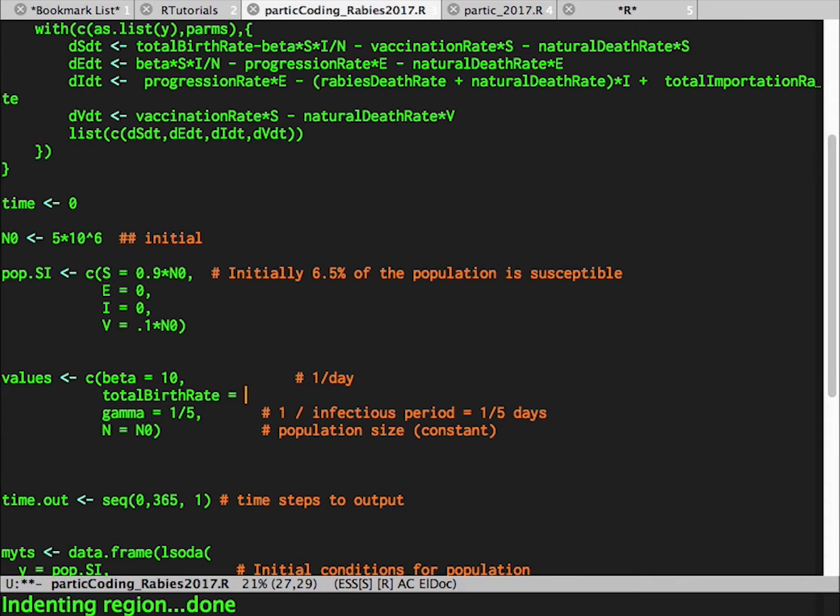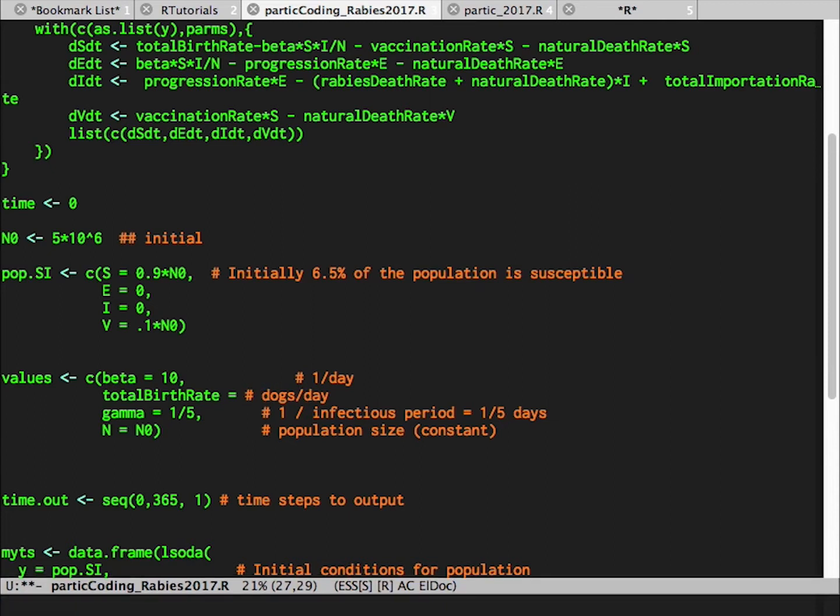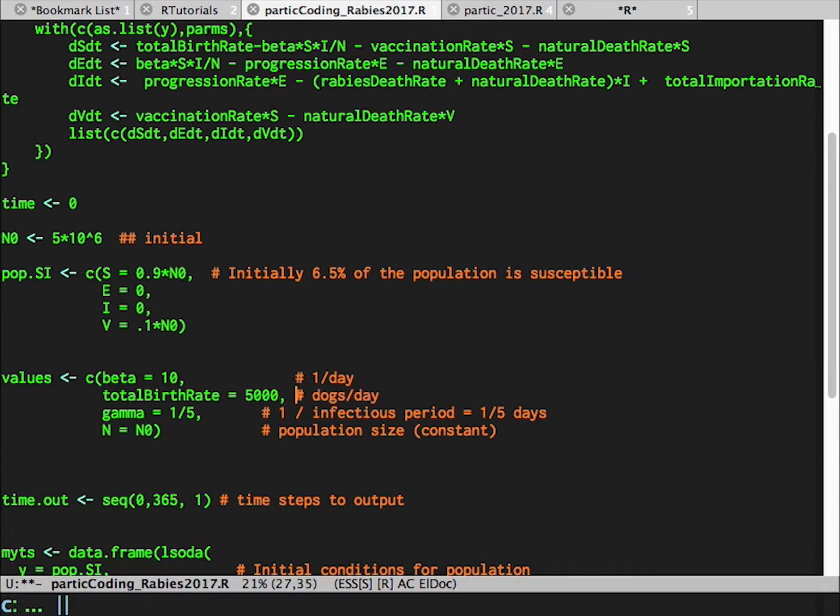So how many dogs are coming in per day to this population of 5 million dogs? Or tell me in years and we'll convert it to days. 5,000 dogs per day, okay? So 5,000 dogs per day are being born in this population.